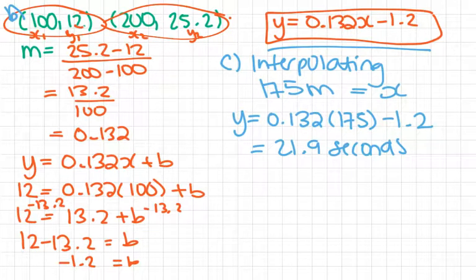If you look at our chart that we got our information from, he ran 150 meters in 18.3 seconds, and he ran 200 meters in 25.2. So yeah, our number makes sense for his times.